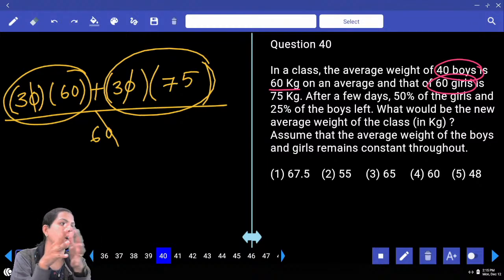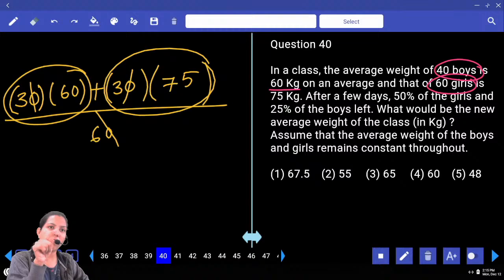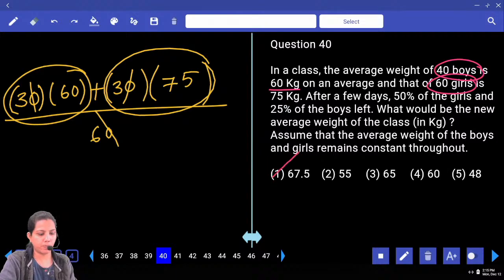180 plus 225. Is it an odd number or an even number? Odd number. What is the denominator? Even number. So you definitely get a decimal. How many options are decimals? With the decimal, only one. So that is the answer, the first option.